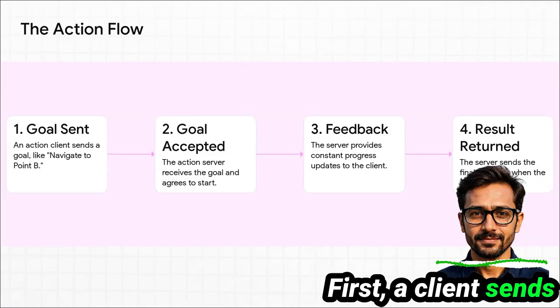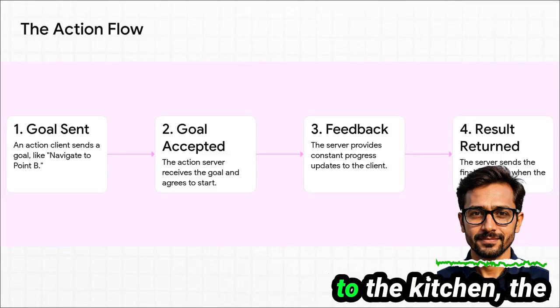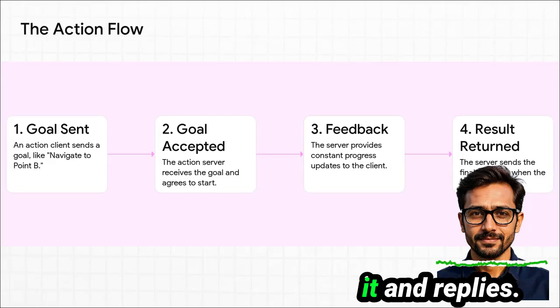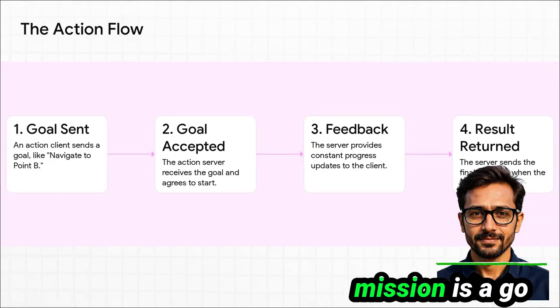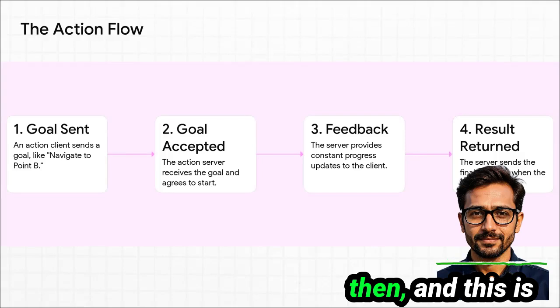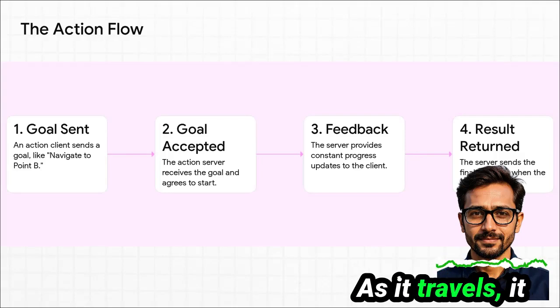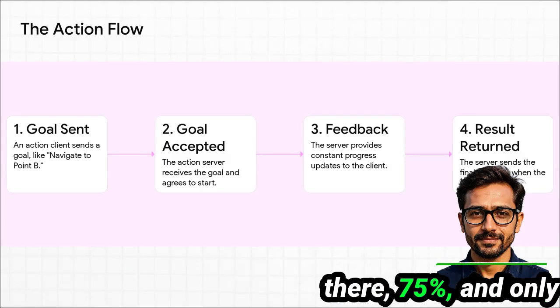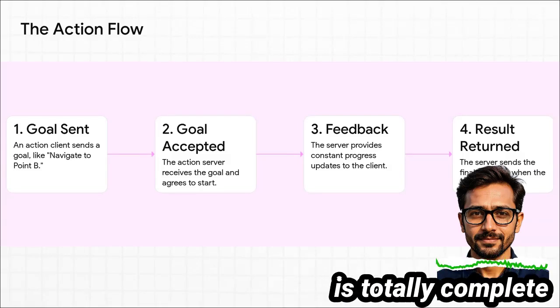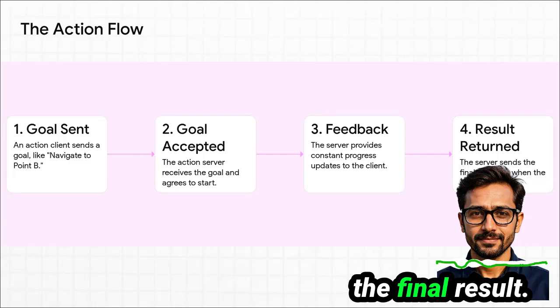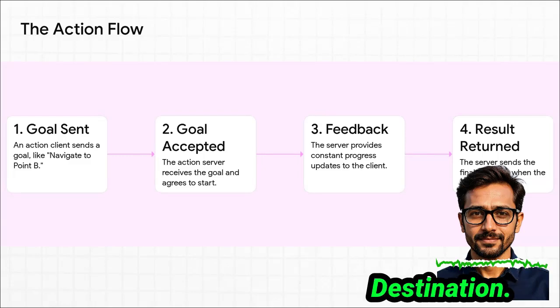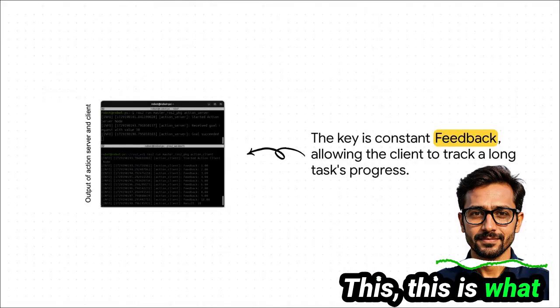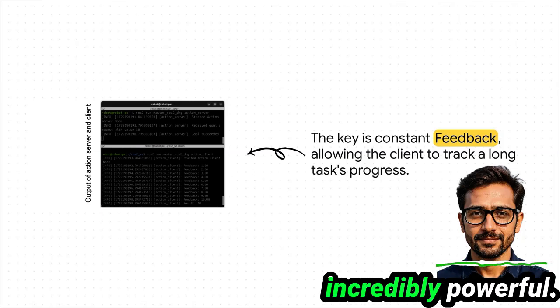First, a client sends a goal. Say, navigate to the kitchen. The server receives it and replies, goal accepted, mission is a go. Then, and this is the magic part, as it travels, it provides constant feedback, 50% of the way there, 75%, and only when the mission is totally complete does it send the final result. Arrived at destination. This is what makes actions so incredibly powerful.